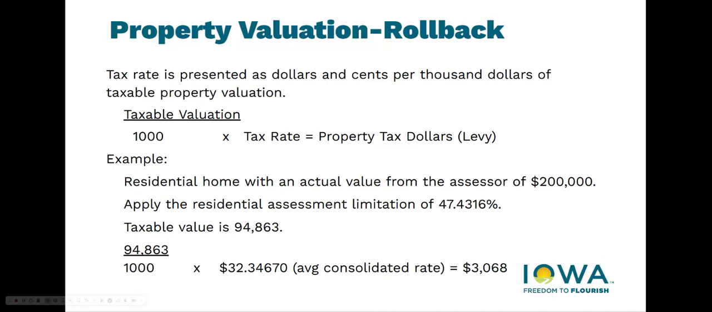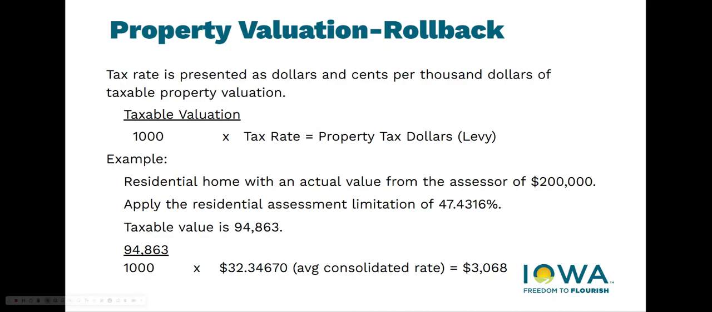And we then take that taxable value, divide it by 1,000, and multiply it by, in this case, the consolidated rate. So that person's school rate, their county rate, their city rate, et cetera, all those individual rates. We're using that average consolidated rate of around $32. So their $200,000 home, its taxable value is a little less than half of that, of 94,000. Divide that by 1,000, multiply it by that average consolidated tax rate, and this particular tax bill would be $3,000.68. And of course, that can be paid, as you might be aware, in 2 installments in September and March.